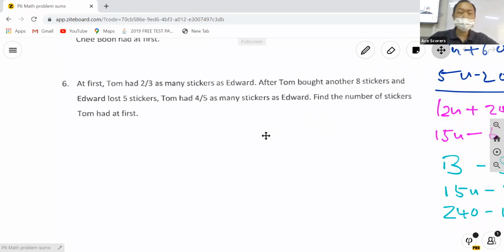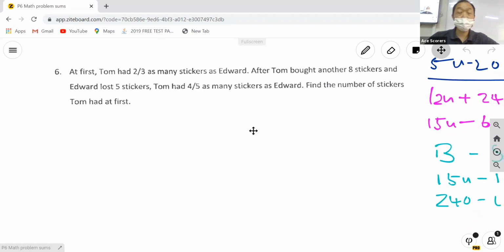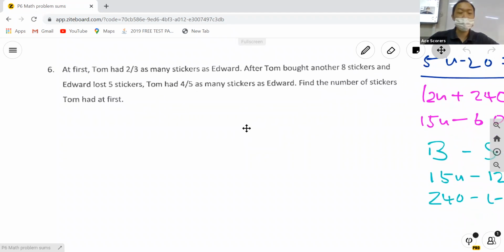Okay, so what I want to do is I will just do one of these as something like a recap or a revision on units and parts, and after that you will be free to do the rest. Free doesn't mean don't do, okay? You'll be free to do the rest, right?